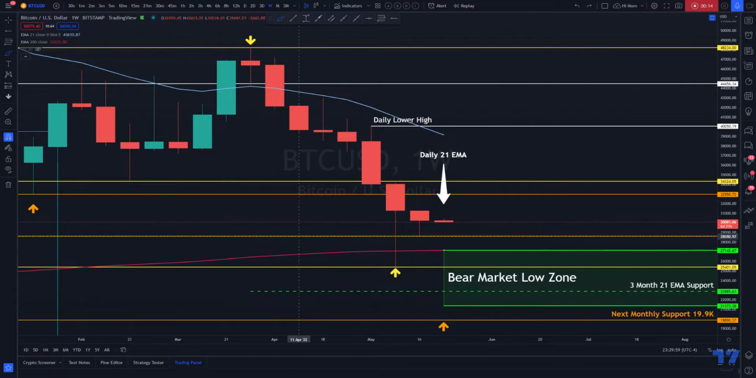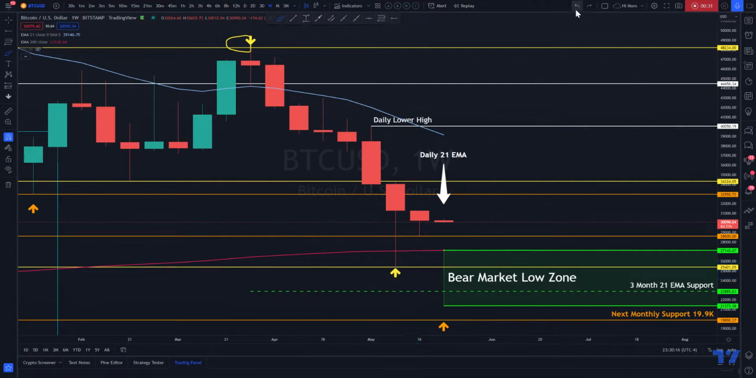The monthly levels are marked here in orange. The weekly levels are marked here in yellow. And we're going to start with our weekly trading range, which is up here at $48,234, down to the current, what I'm going to call a bear market low, in the area of $25,401.